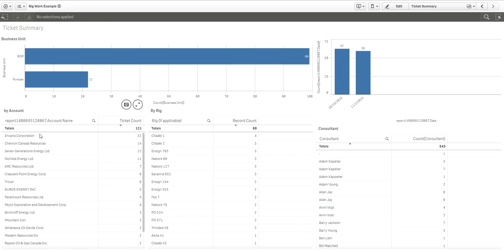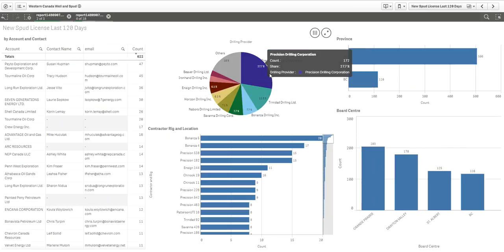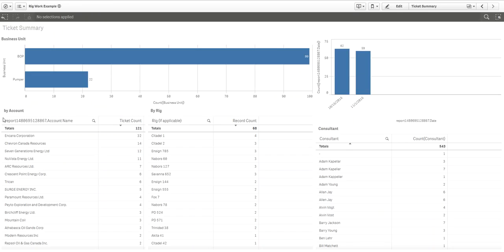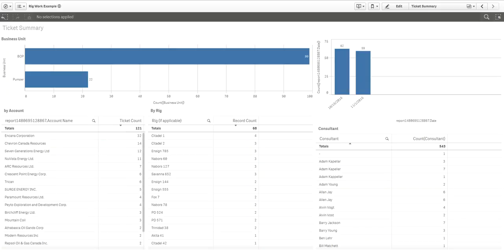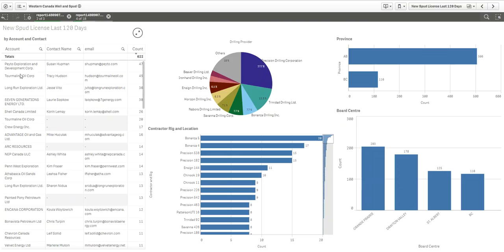So we see Peyto, and in this particular case we don't see Peyto as a customer. That might be stating the obvious for some companies, but what is our strategy to get into Peyto? Second is Tourmaline. We come over here and want to see if Tourmaline is a company that we're dealing with, and unfortunately it is not. We're just going back and forth to see who the number one companies are.